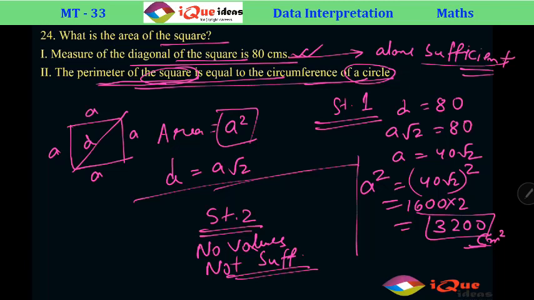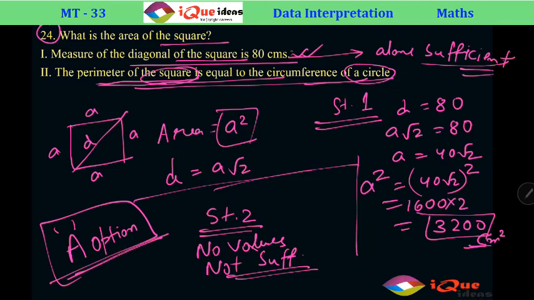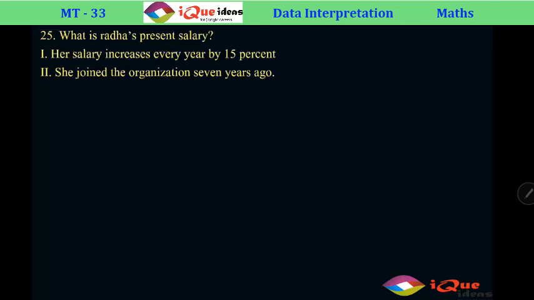So what will be the answer in this question? Only statement 1 alone is sufficient. Statement 2 alone is not sufficient. So answer of question 24 will be option A, right? You can go back in the video and check that option A said that only the first statement is sufficient, the second statement is not sufficient. All right, let's take up the next one.